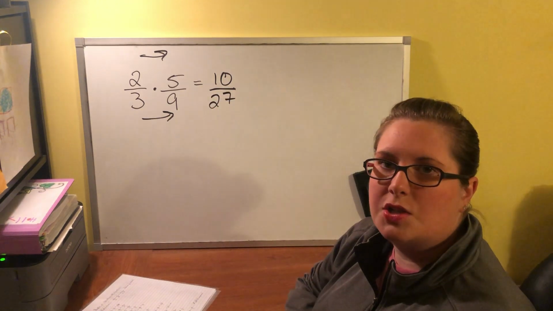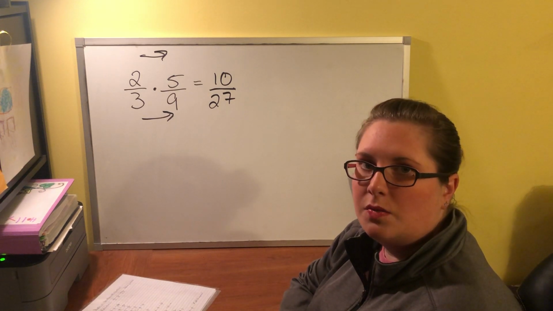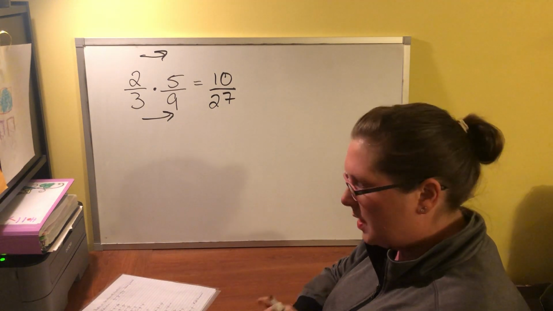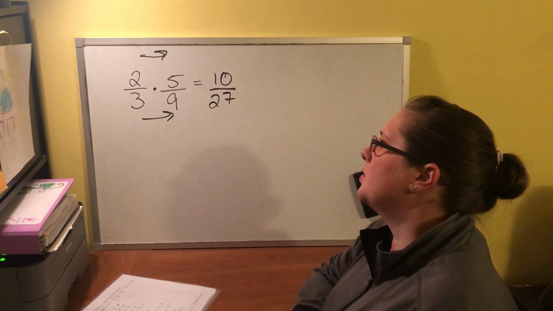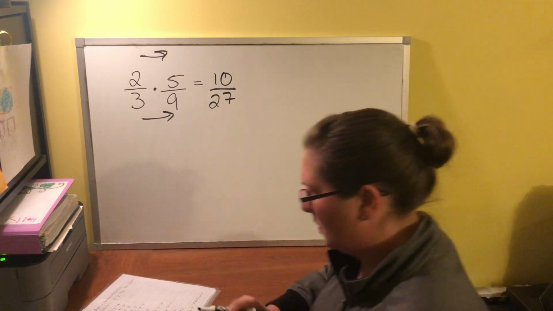Now we're dealing with fractions. You always want the least possible answer, right, when dealing with fractions. So if you can reduce, reduce. If not, that's your final answer. So there's no common factor that you can pull out of 10 and 27. So that's your final answer there.